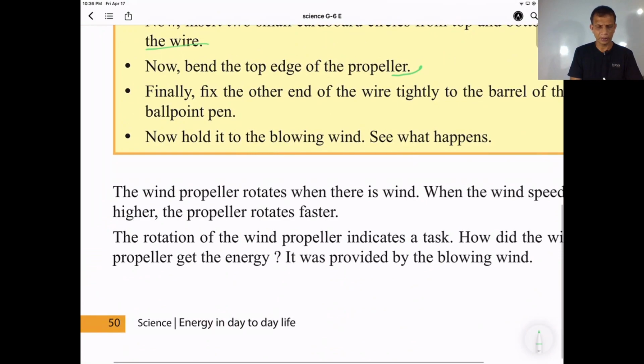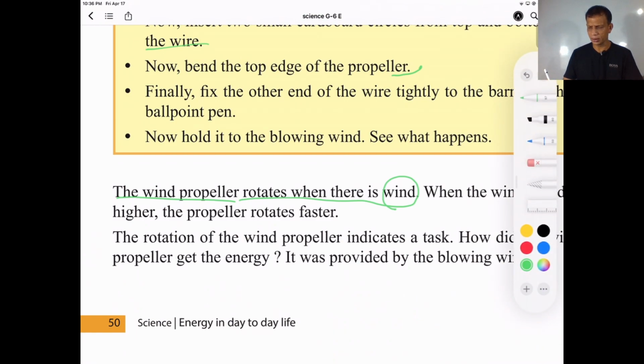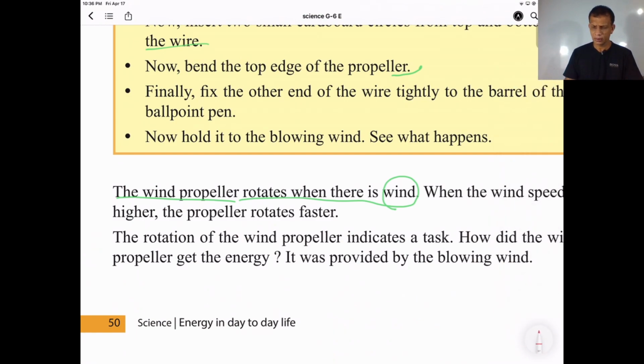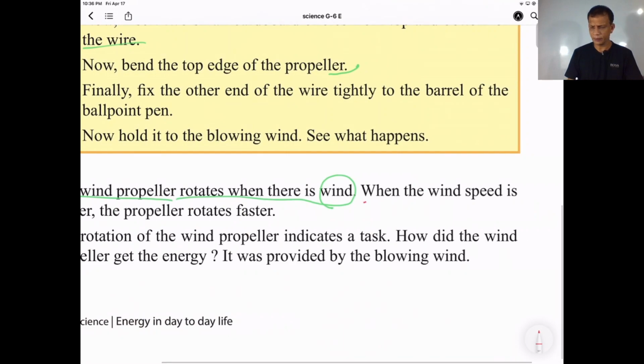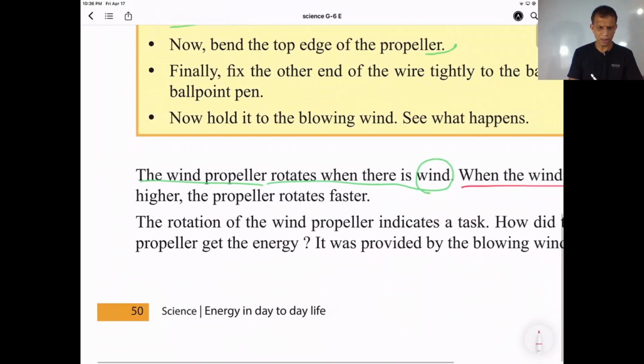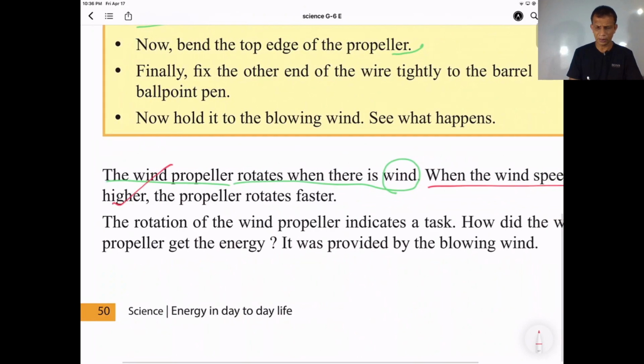The wind propeller rotates when there is wind. When the wind speed is higher, the propeller rotates faster. When the wind blows slowly, the wind propeller rotates slowly. The rotation of the wind propeller indicates a task or a work.